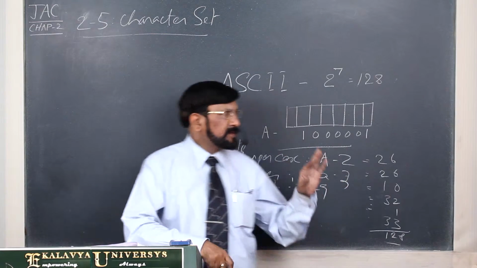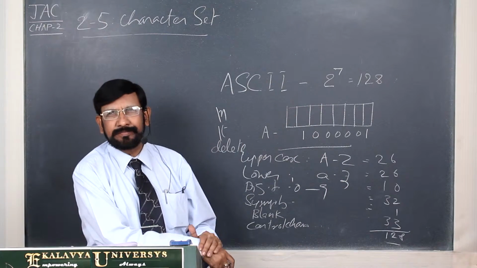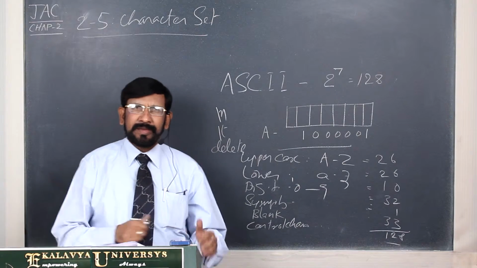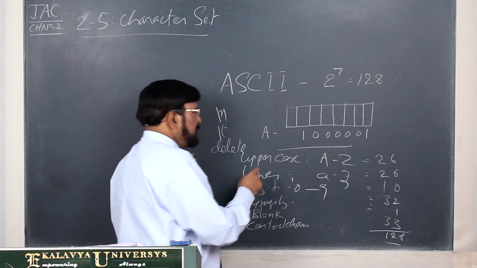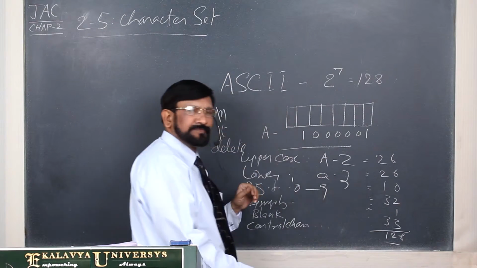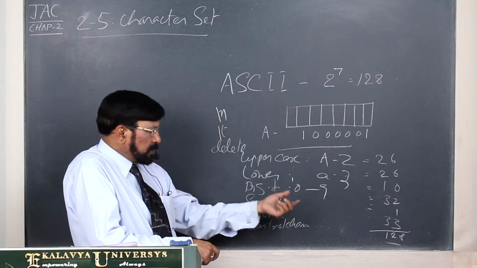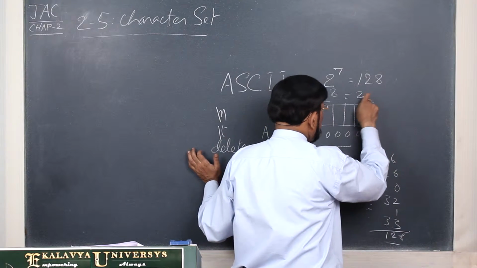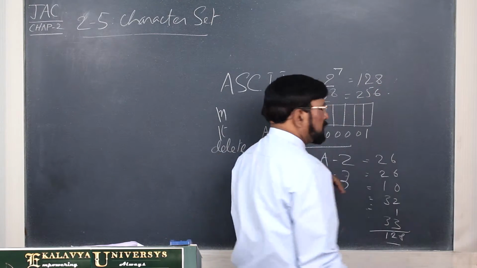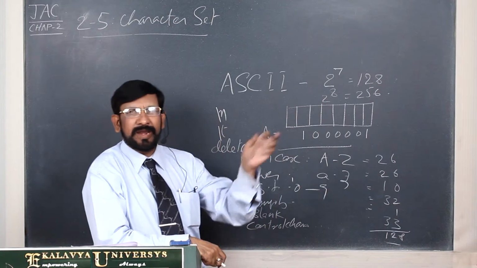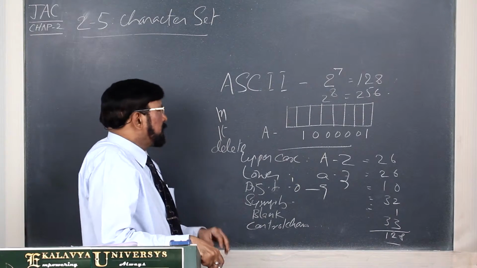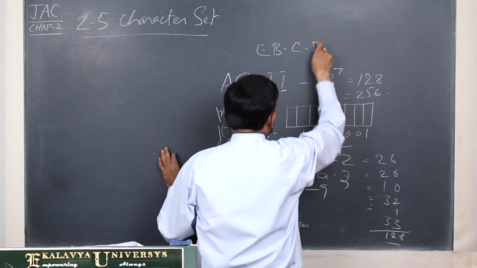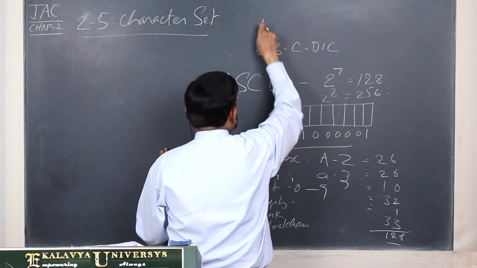So that is supported by ASCII. And there are some other coding schemes, like extended ASCII. Extended ASCII uses 8 bits. What about 8 bits? 2 to the power of 8 means 256. What are the remaining 128? Some graphical characters. And apart from that, EBCDIC and Latin-1.